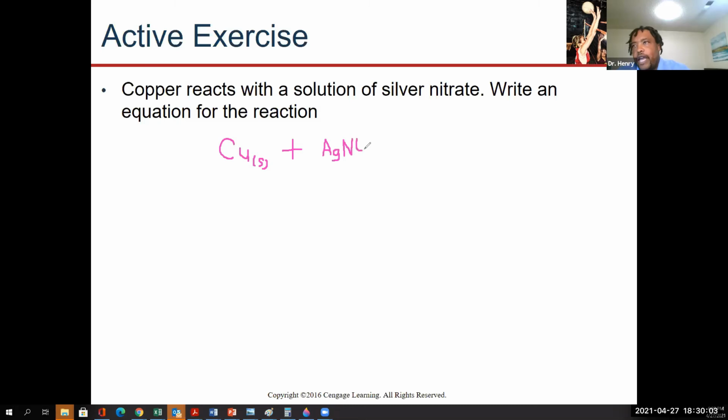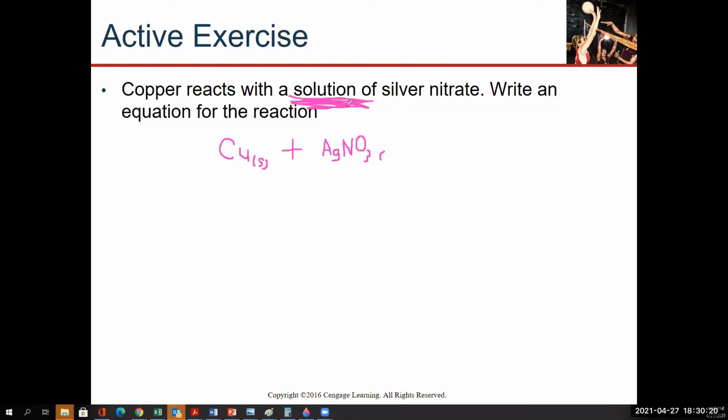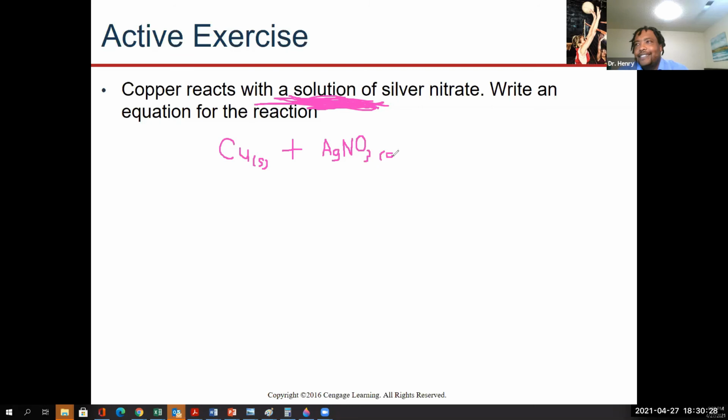Solid, liquid, or gas, or aqueous? So, liquid. Nope. AQ. AQ. Remember, anytime you see a solution, think AQ. Okay, so what's happening? What are going to be the products?